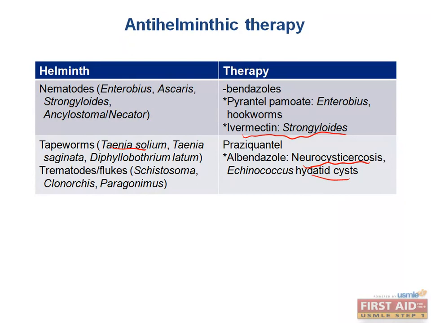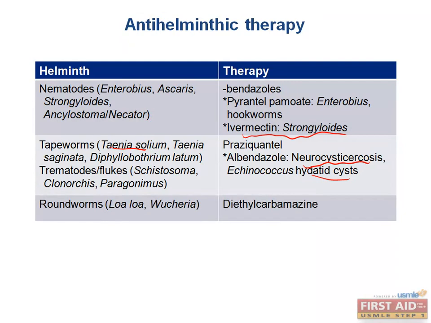For Echinococcus hydatid cysts, you would actually also use albendazole. However, at the end of the day, surgical excision of a hydatid cyst is the only reliable treatment. How does praziquantel work? It works by increasing cell permeability to calcium, causing paralysis. You'll see a pattern with all of these antihelminthic drugs. They all seem to cause paralysis of the worms.